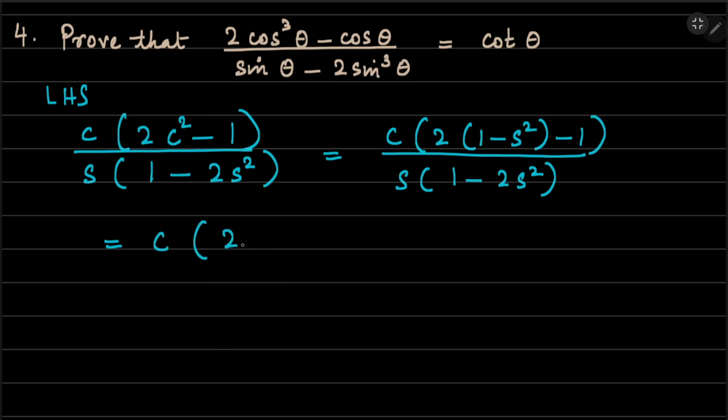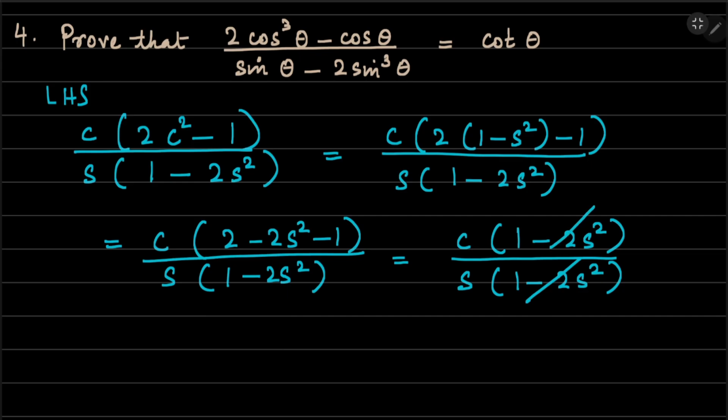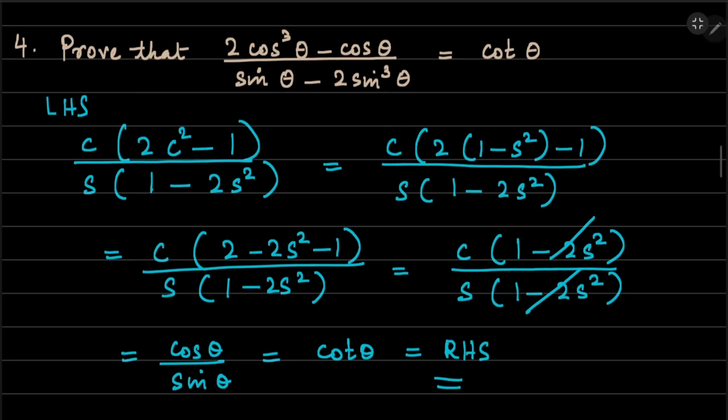So open the brackets inside. 2 ones are 2, minus 2 sine square, minus 1, whole divided by sine multiplied by (1 minus 2 sine square). Again, 2 minus 1 is 1. So you have cos multiplied by (1 minus 2 sine square theta), whole divided by sine common out, (1 minus 2 sine square). So 1 minus 2 sine square gets cancelled. So what is cos theta over sine theta? It is nothing but cot theta, and that is your RHS. Hence proved. Again, very easy question.